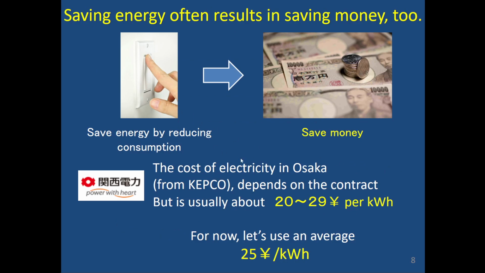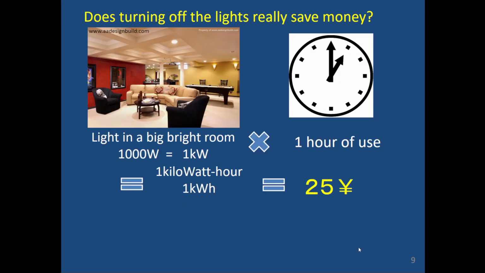So for us in Osaka, the cost of electricity from Kansai Energy depends on the contract, but it's usually somewhere in the 20 to 30 yen range. For now, let's just use an average and say each kilowatt hour is 25 yen, or 25 yen per kilowatt hour. So if we go back to that example of lights in a big bright room using 1 kilowatt for 1 hour, 1 kilowatt hour, the cost is about 25 yen.